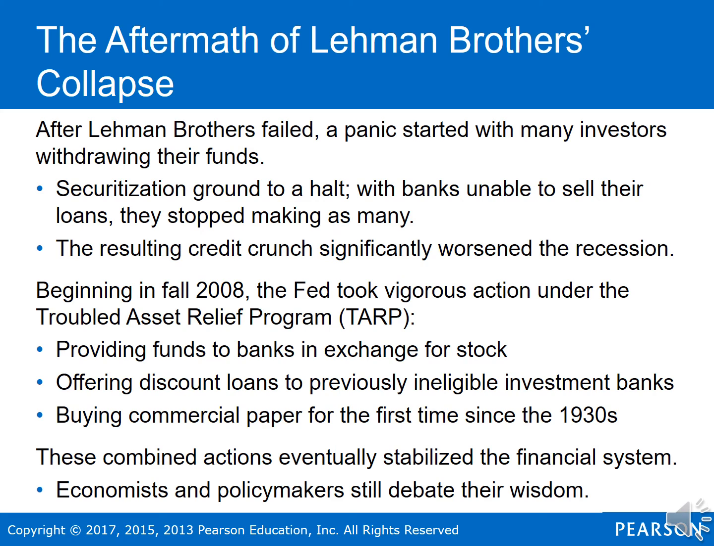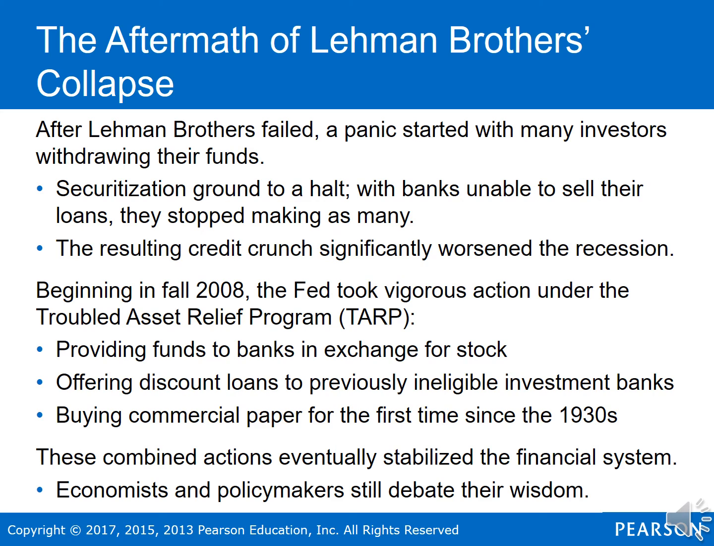So the failure of Lehman Brothers echoed through the financial system, and it threatened to topple it. The process of securitization ground to a halt. So banks were unable to sell their loans, so they stopped making as many loans. So we had this rippling effect throughout the economy. The resulting credit crunch worsened the recession, and banks ceased lending to each other, and they seriously curtailed lending to consumers to buy houses or to firms.